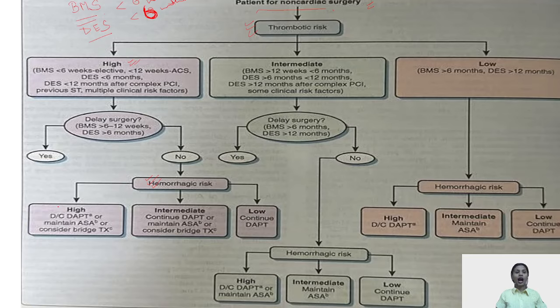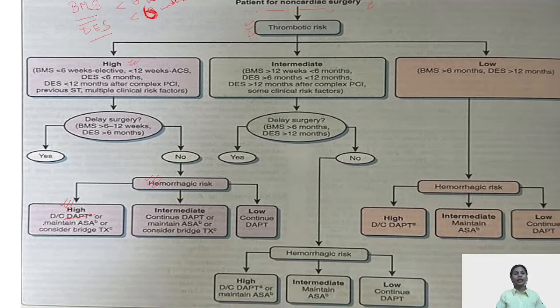So, if it is a high hemorrhagic risk surgery, whatever the case may be, we have to discontinue the dual antiplatelet therapy for the patient. The patient is generally on aspirin or clopidogrel, which has to be stopped. In case we have a high hemorrhagic risk surgery, the dual antiplatelet therapy has to be discontinued. Then what to do about the thrombosis now?